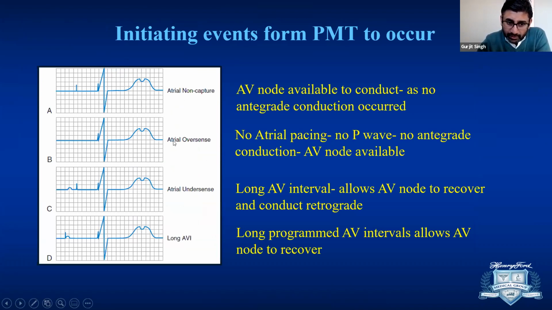Or atrial oversense, which will do the same thing. Or usually this happens with prolonged AV delays. So especially with MVP modes or RhythmIQ, if you have AV conduction going on for a long time, the retrograde VA conduction can happen. And it usually starts with a PVC or some kind of atrial non-capture episode. So this is an example of PMT.